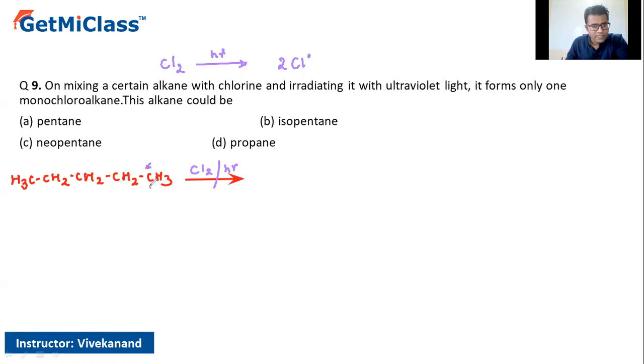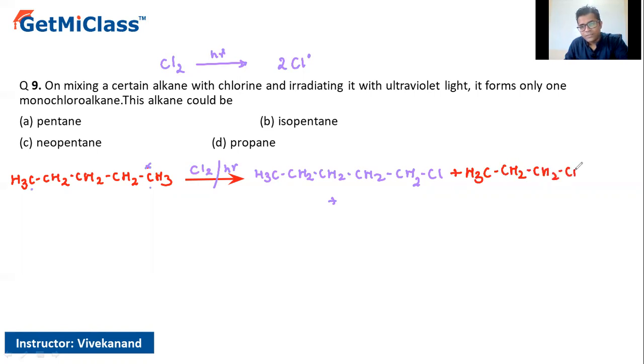Now, when it reacts with the first carbon or the last carbon, it's going to be the same in this scenario. So therefore, we are going to get CH3, CH2, CH2, CH2, CH2Cl, carbons 1, 2, 3, 4, 5. This is one possibility. The second possibility is CH3, CH2, CH2, CHCl, CH3, carbons 1, 2, 3, 4, 5. So it is not giving me one compound, rather it gives me more than one compound over here.